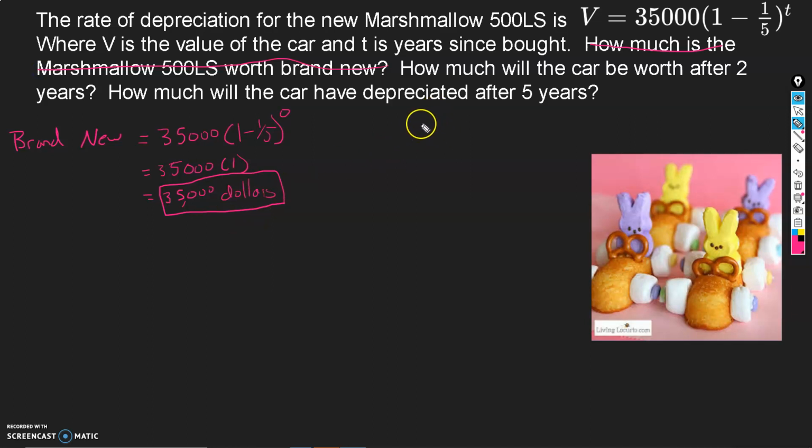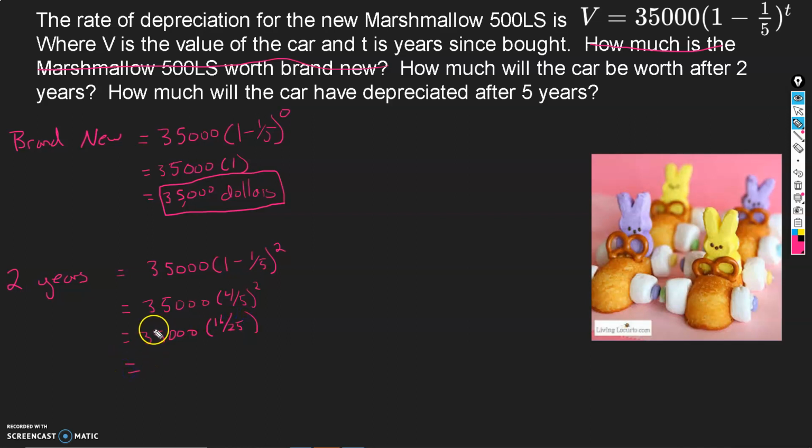Okay, next thing we want to know, how much will the car be worth after 2 years? So after 2 years, we'll have 35,000 times (1 minus 1/5) to the T. 2 years, so we'll sub in 2 for T because T is in years. And this will be 35,000 times, 1 minus 1/5 is 4/5, 4/5 squared. I'm doing this by hand. You guys could all just plug it into your calculator. This is 16 over 25.